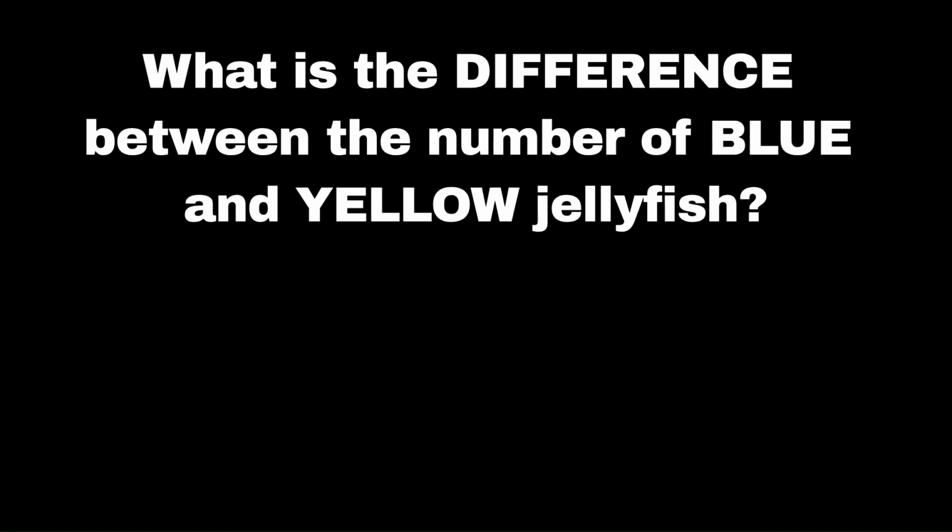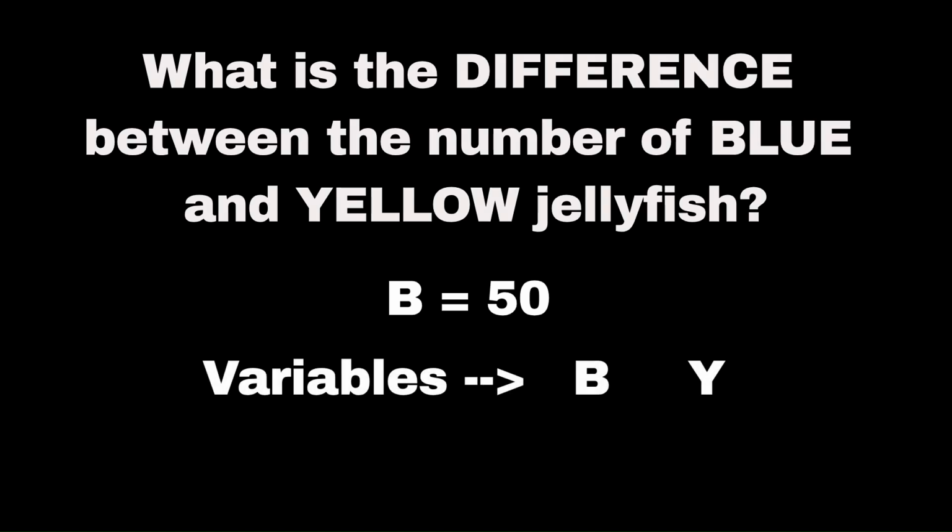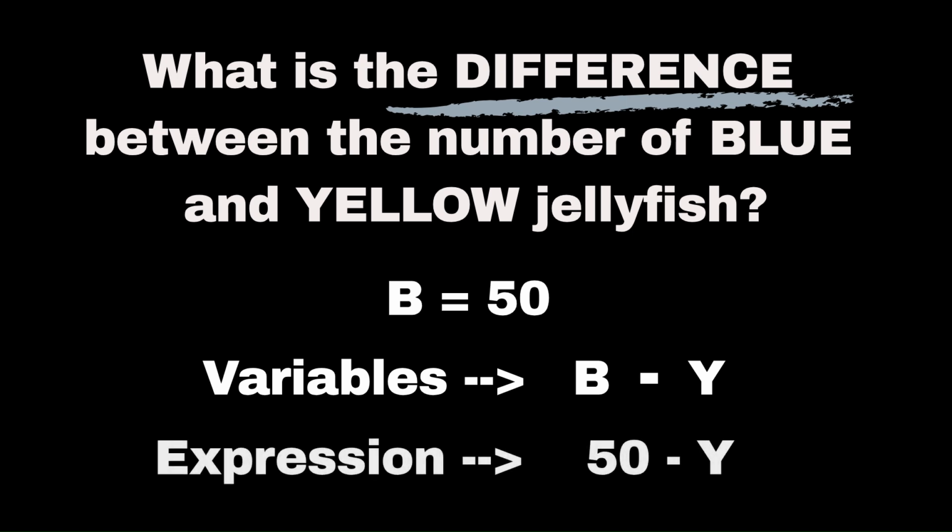So what if we are asked this question? What is the difference between the number of blue and yellow jellyfish? How would you write this as an algebraic expression if we know that we have 50 blue jellyfish? We need to first define our variables, which is b and y. We also know that the key word here is difference, which also means we need to use the operator subtract or minus. We know that b is 50, so our final expression will be 50 minus y.